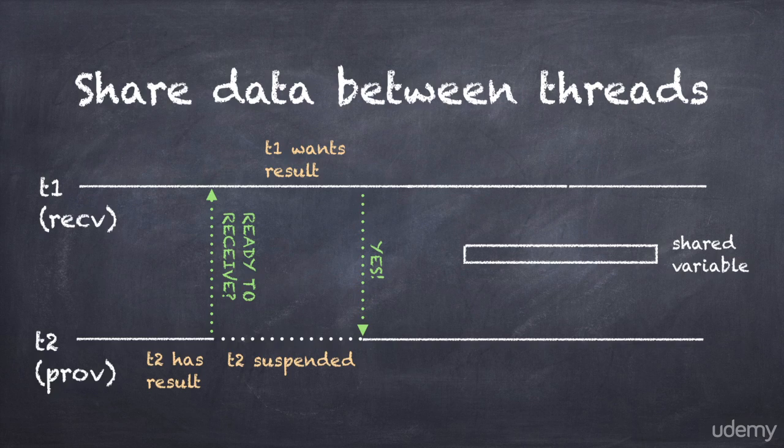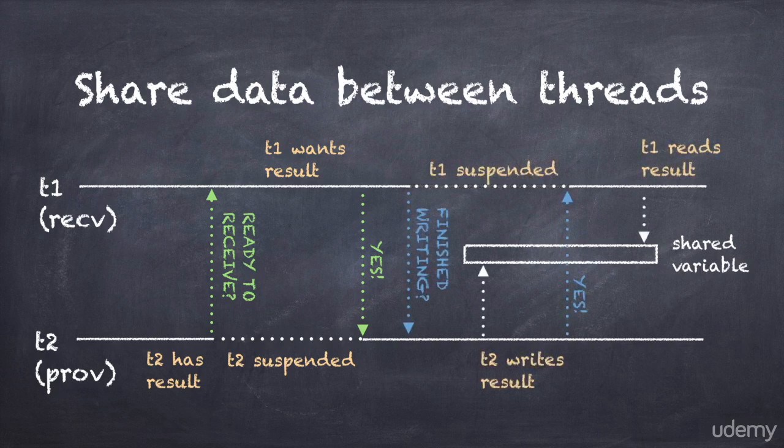But we're not done yet. To make sure that the receiving thread reads from the shared variable only after the providing thread has written into it, we need another auto reset event. Now the receiving thread signals that it is waiting for the data by calling wait1 on the second auto reset event. The receiving thread then suspends itself, waiting for the data to become available.